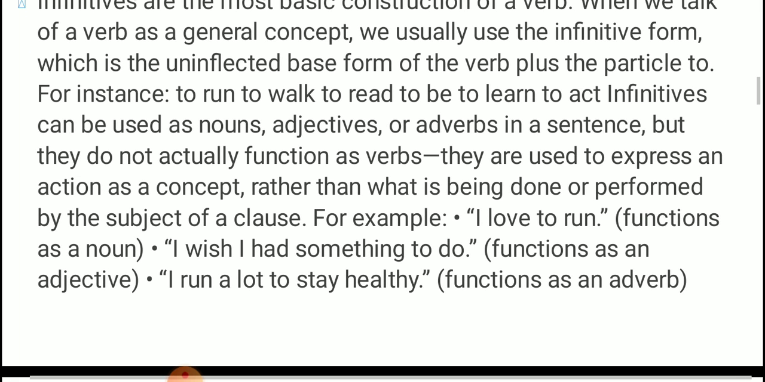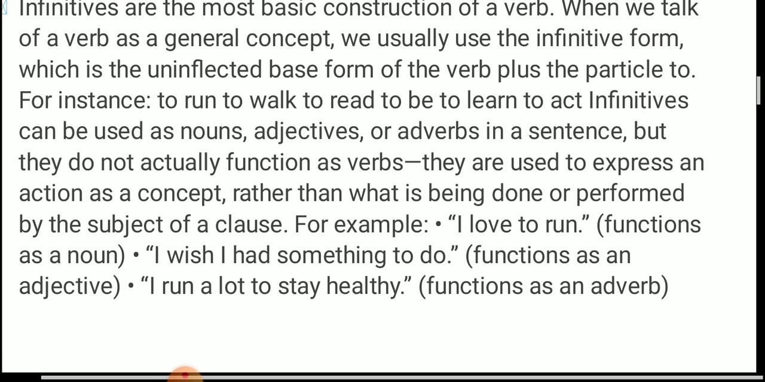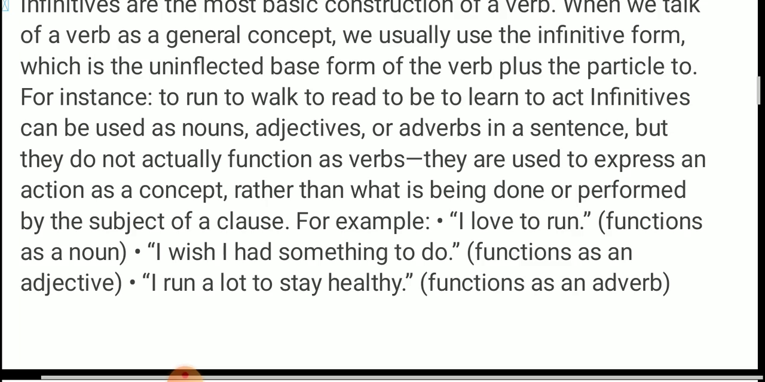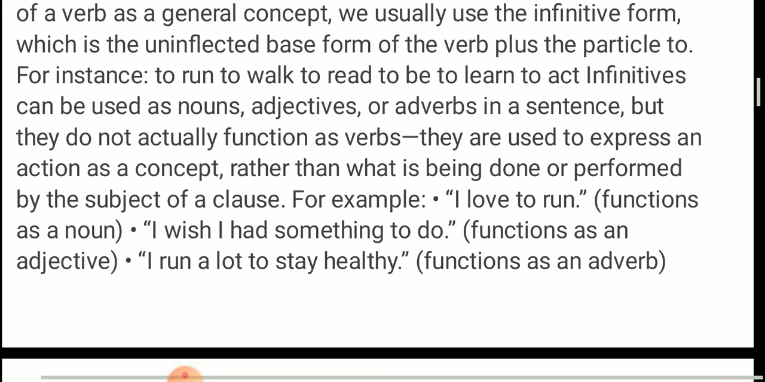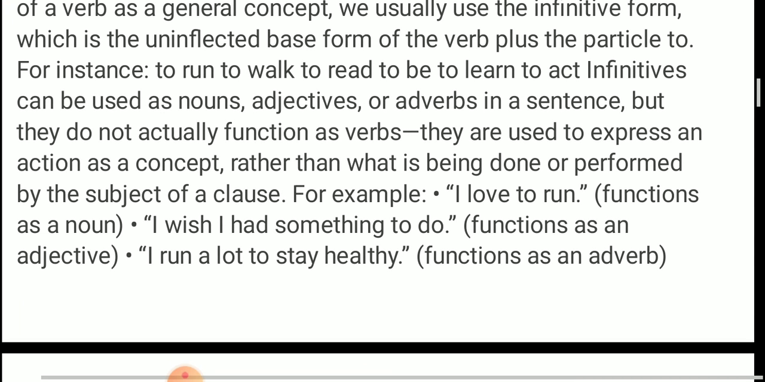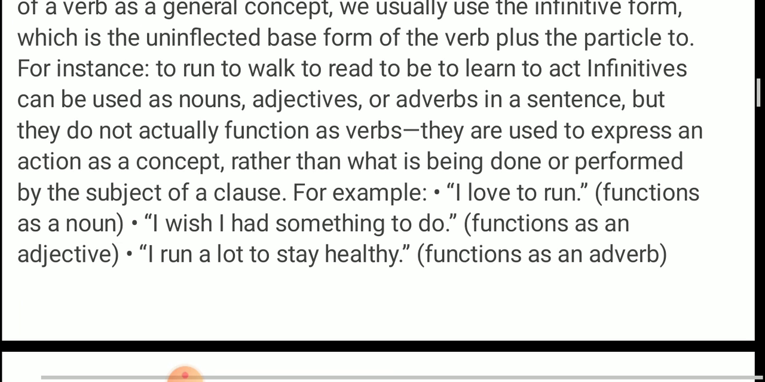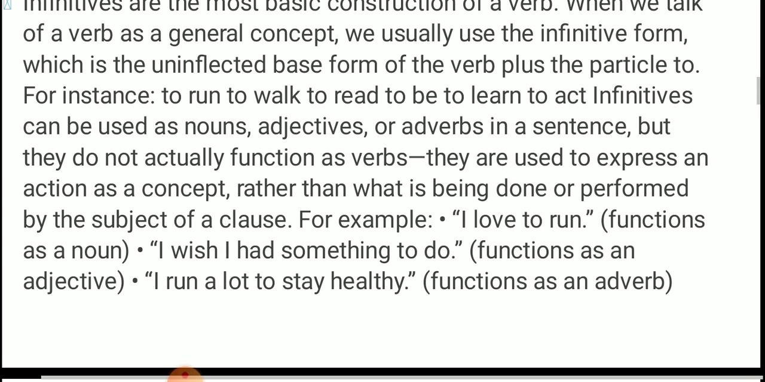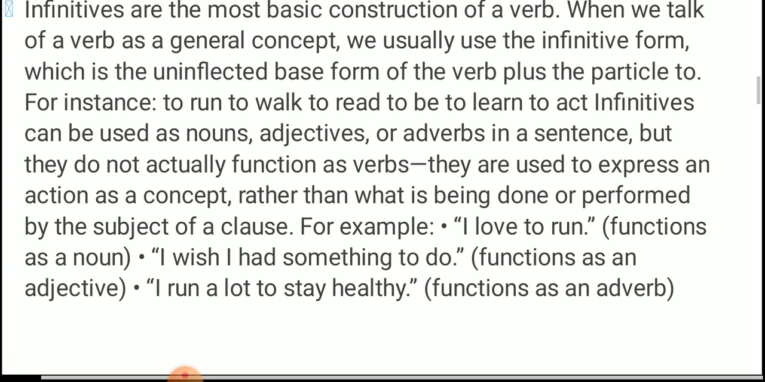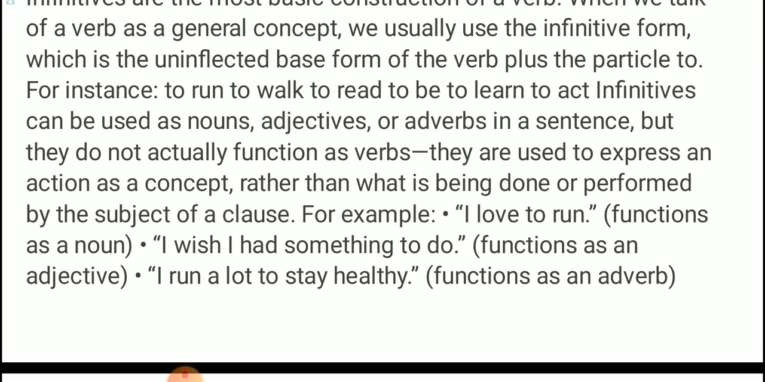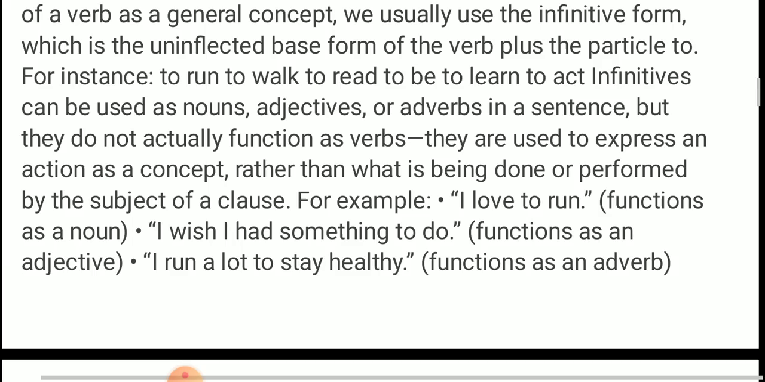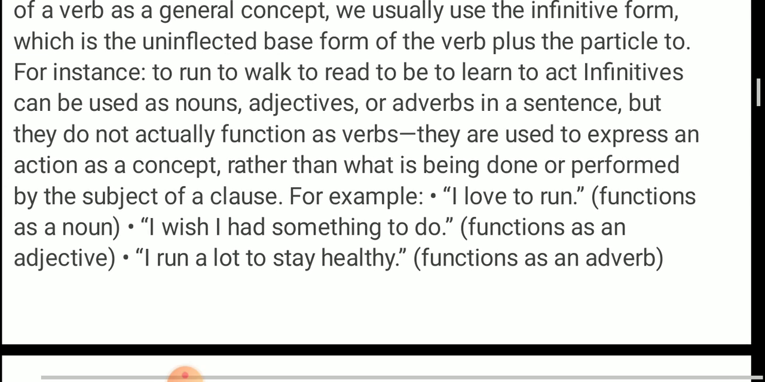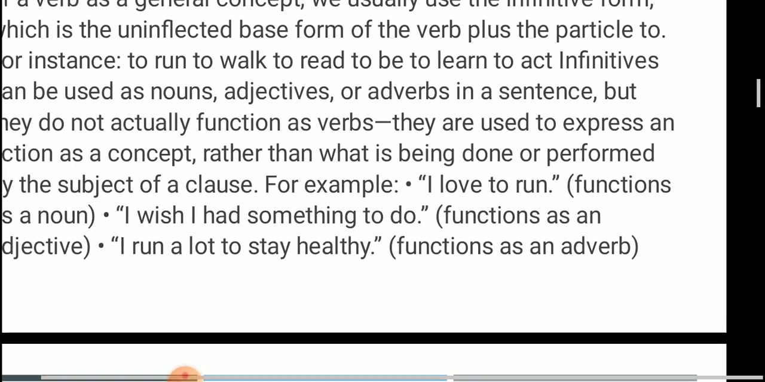These are infinitives. Infinitives can be used as nouns in a sentence, as adjectives, or as adverbs, but they do not actually function as a verb. Mostly we use a verb after the subject. But if you use an infinitive, you use it not as a verb, but as a noun, adjective, or adverb. They are used to express an action as a concept rather than what is being done or performed. For example, I love to run. Here you can see to run.